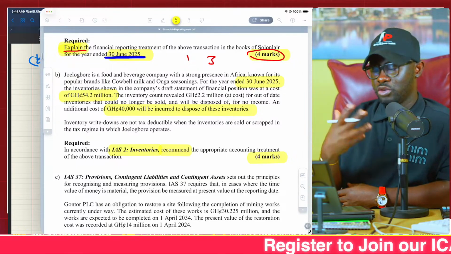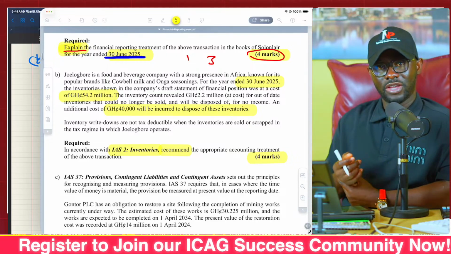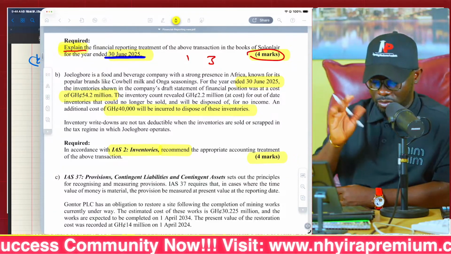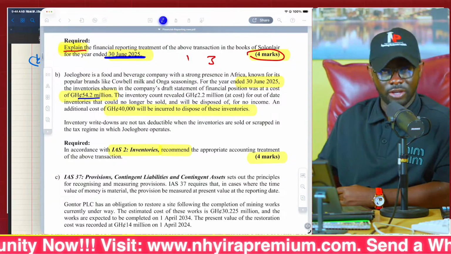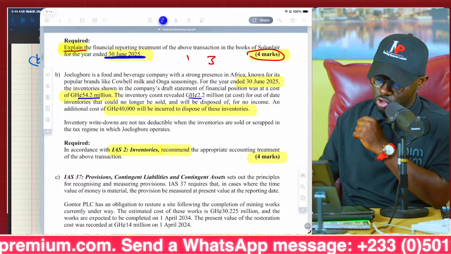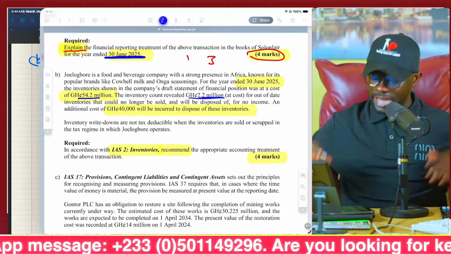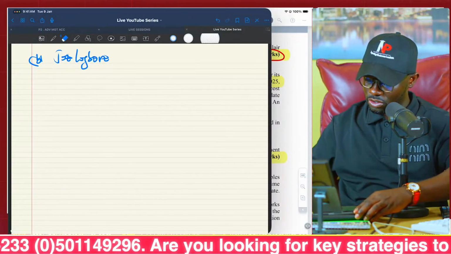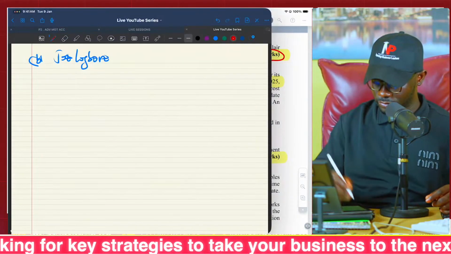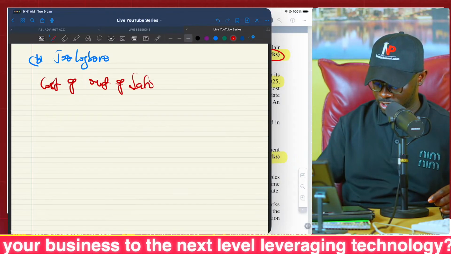And so what do we do here? Again, this is inventories. You know that we say inventories must be carried at lower of cost and net realizable value, right? And so at the reporting date, the inventory is 54.2 million. However, we are told that 2.2 million of these are out of date and they cannot sell them. And so let's look at the out of date inventory.